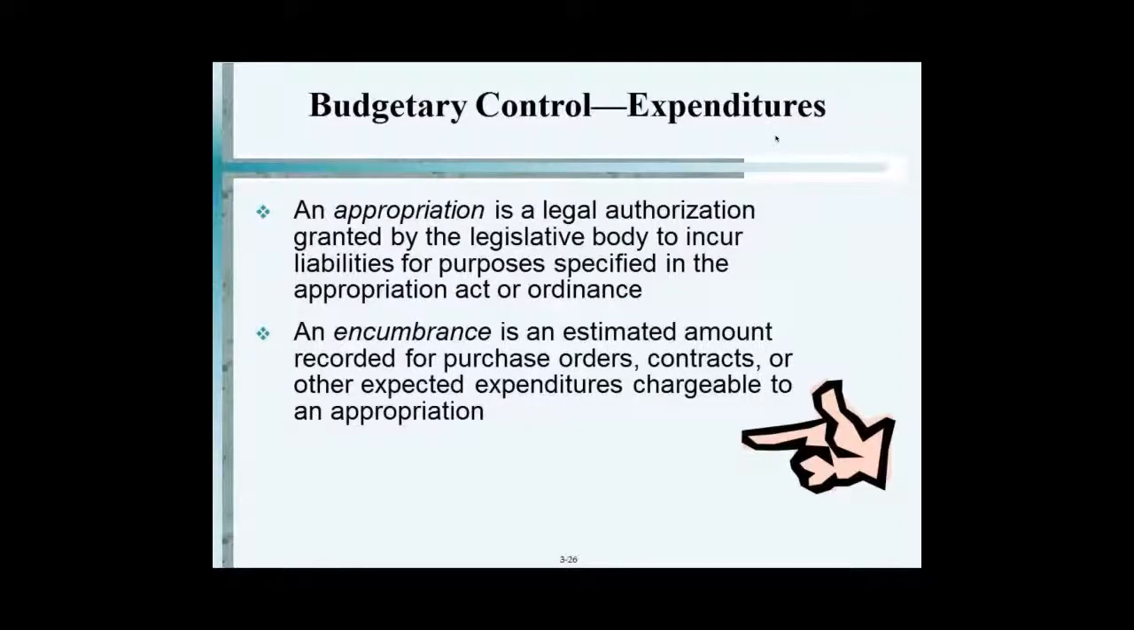Don't forget the definition: appropriation, legal authorization to spend money. You cannot spend money in government without having a legal authorization to spend. Encumbrance is the estimated amount recorded for purchase orders, contracts, or others. Let me just explain this to you.